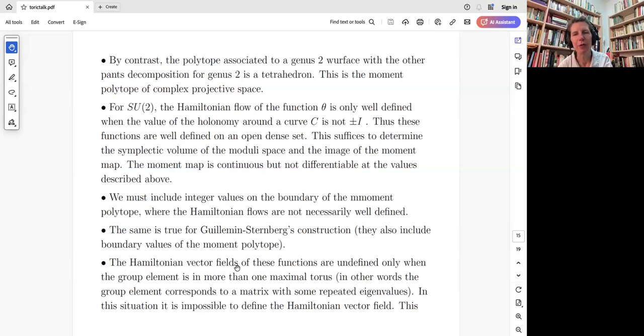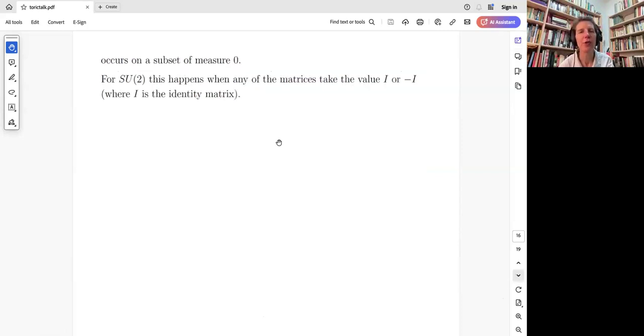The Hamiltonian vector fields of these functions, so this is for character varieties, are undefined only when the group element is in more than one maximal torus. In other words, the group element corresponds to a matrix with some repeated eigenvalues. In this situation, it's impossible to define the Hamiltonian vector field. This occurs on a subset of measure 0. And this occurs when any of the matrices take value identity matrix or minus the identity matrix.